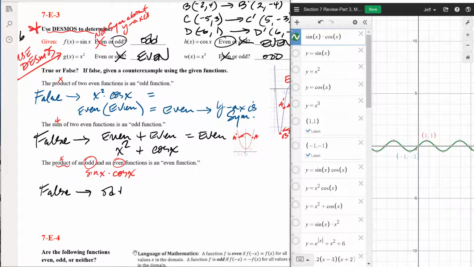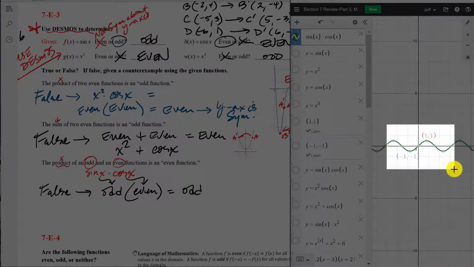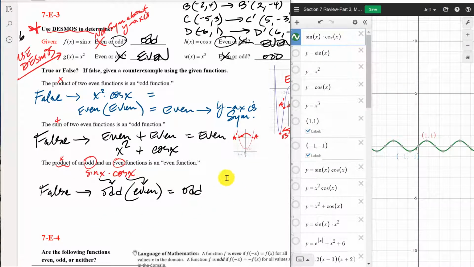False. An odd function times an even function is not an even function, it's equal to not an even. This is odd. Then my example is that sine x is my odd one, cosine x is my even one. There's my counterexample, and my graph is my counterexample, because this has rotational symmetry.